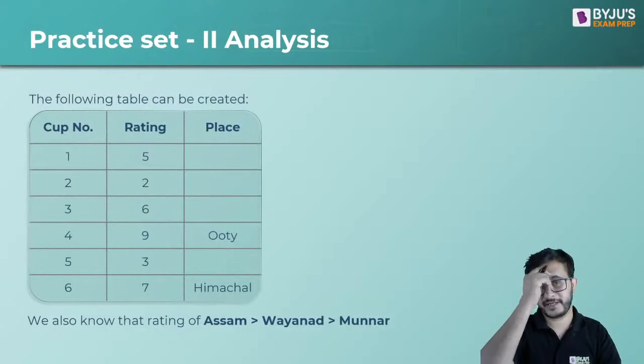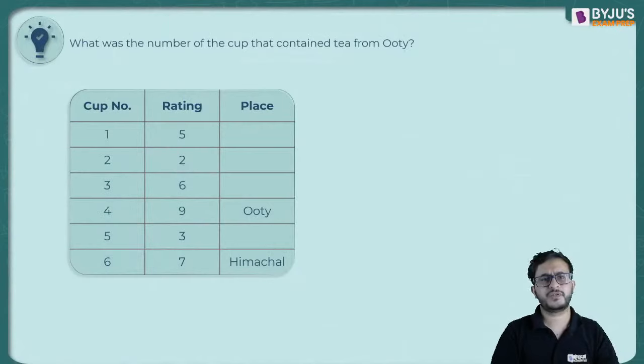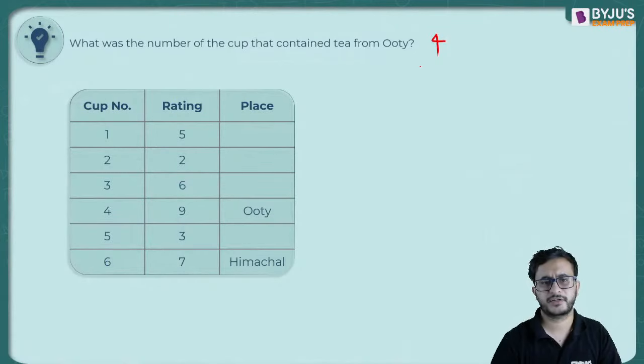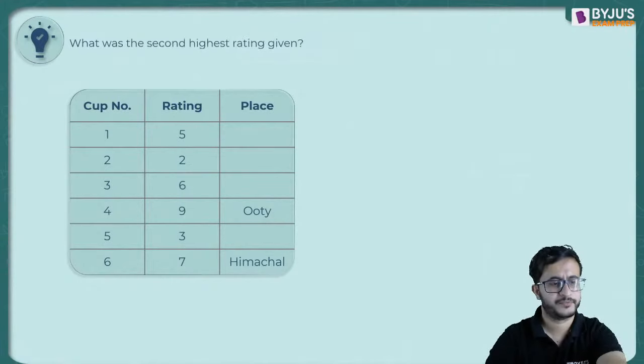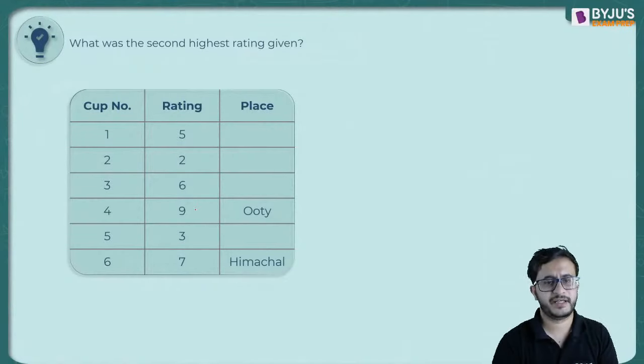So this is the table that we just created, right? Rating, place, and Assam greater than Wayanad greater than Munnar. So what was the number of the cup that contained tea from Ooty? This we can answer: it is cup number 4. Okay. What was the second highest rating given? So the highest rating is 9, the second highest given is 7.